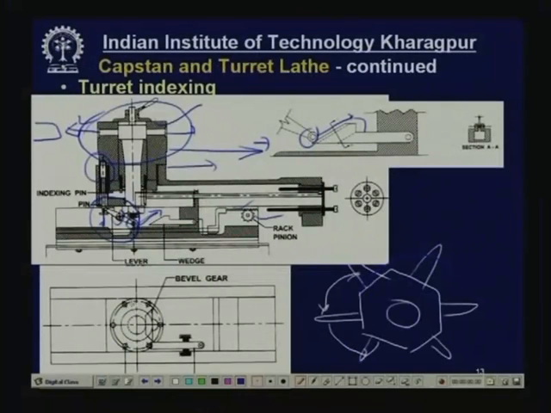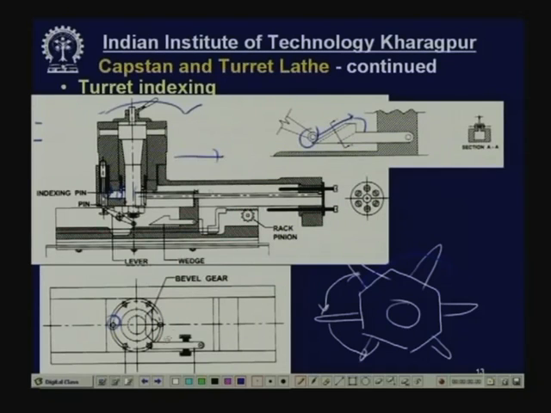Now, when you move it, there are 6 pins. Now, you can see there are 6 pins mounted here. These are the pins. Now, when it is moved back, one of the pins, this pin, will be arrested by this lever. This lever can oscillate a little bit like this.